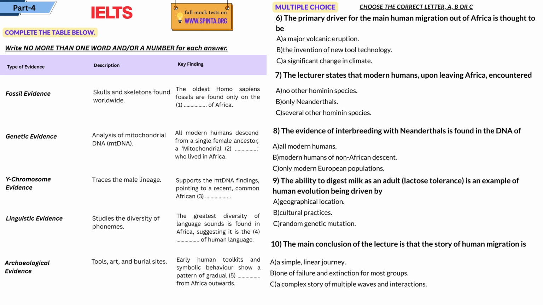In conclusion, the out-of-Africa model is overwhelmingly supported by a convergence of evidence from fossils, genetics, and archaeology. However, the story is not a simple, single-file march of progress across the globe. Rather, it is a complex story of multiple waves and interactions, of adaptation to new and harsh environments, and of encounters and intermingling with our ancient cousins. It is a story that is still being written and refined in our very own DNA.